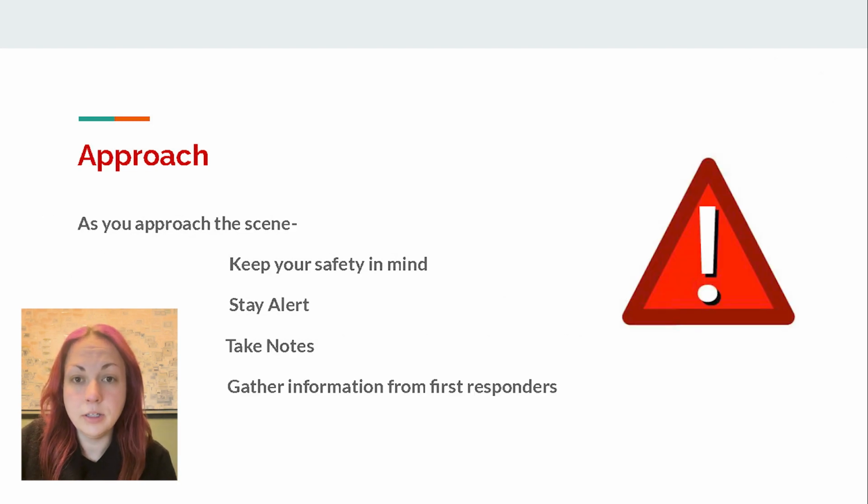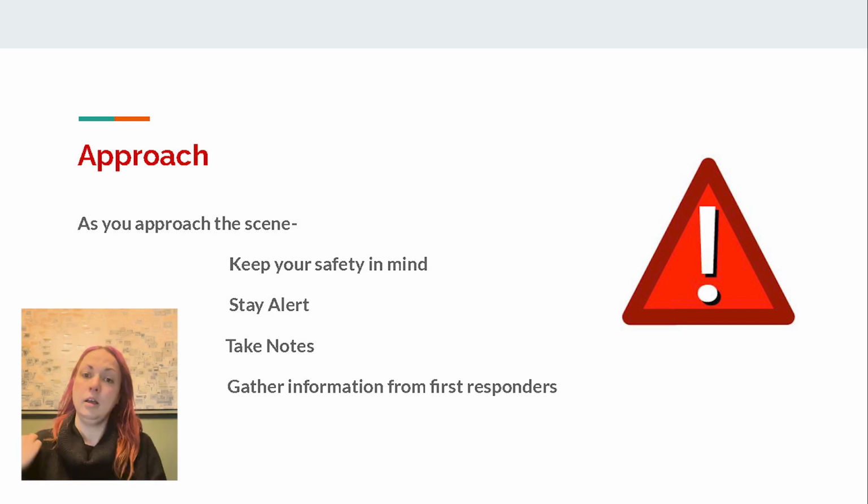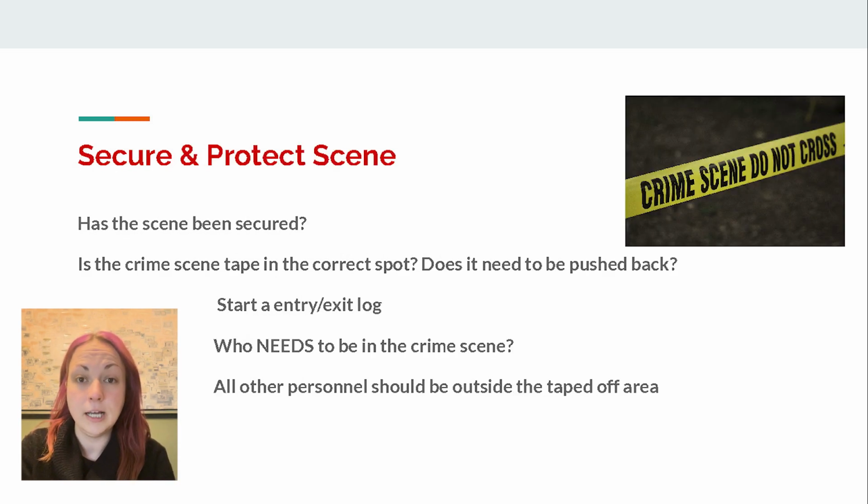When approaching the scene, always keep your safety in mind, stay alert, take notes, and gather information from some of the first responders. Next, you will need to ensure that the scene is secure and protected. So has the crime scene tape been put up? Is it in the appropriate spot? Does it need to be expanded on? We don't want to exclude any important evidence that could be outside of that initial barrier.